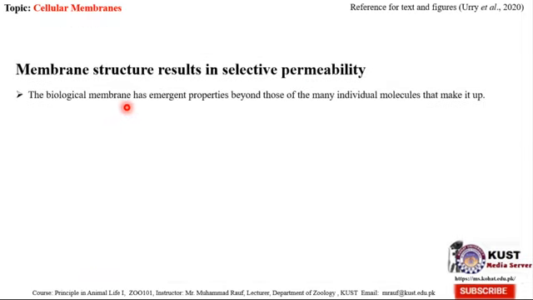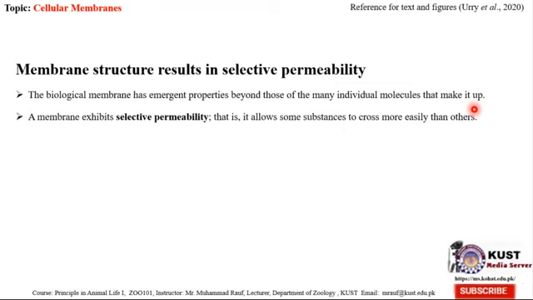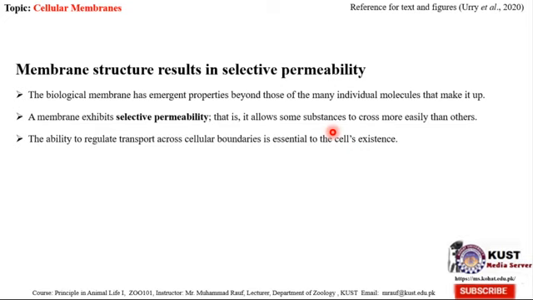Now, the biological membrane has emergent properties beyond those of many individual molecules that make it up. A membrane exhibits selective permeability, that is, it allows some substances to cross more easily than others, and this ability of the membrane is important for maintaining a balanced internal environment, homeostasis, and of course it is important for the existence of the cell.